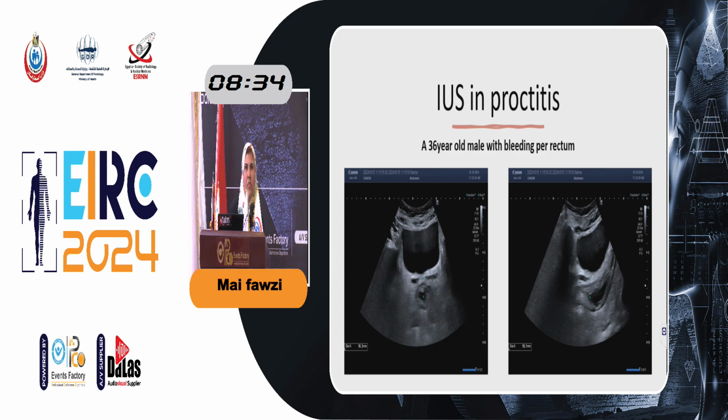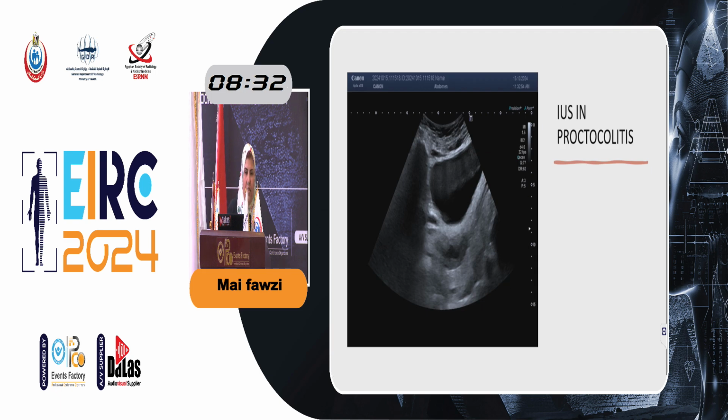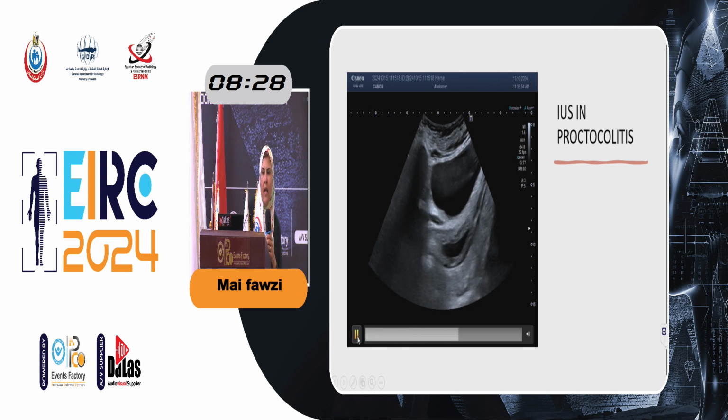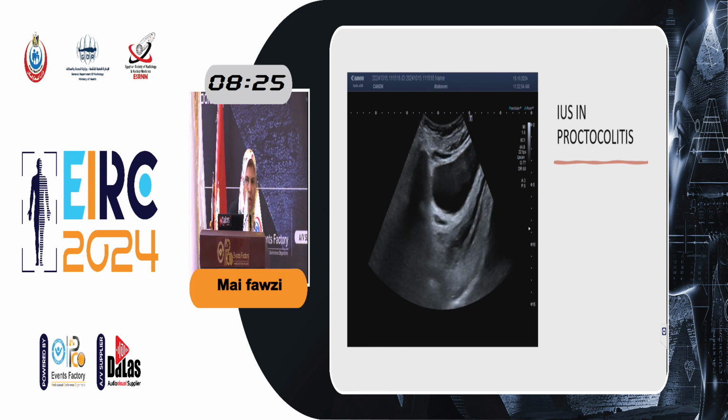I will stop here because I think they need us to go, but I will show you just this, a patient that also came with diarrhea, and if you see, this is his rectum beneath the urinary bladder, markedly thickened sigmoid colon.